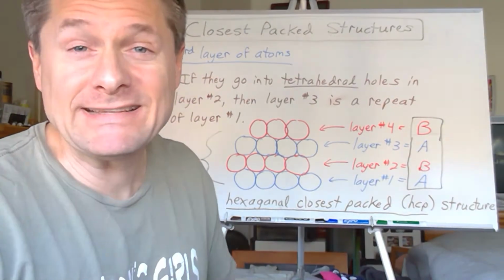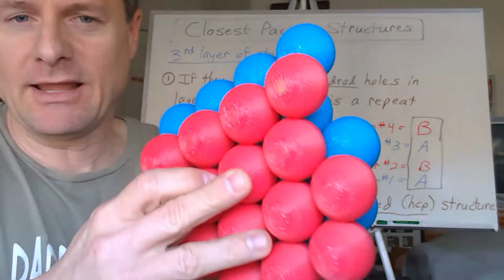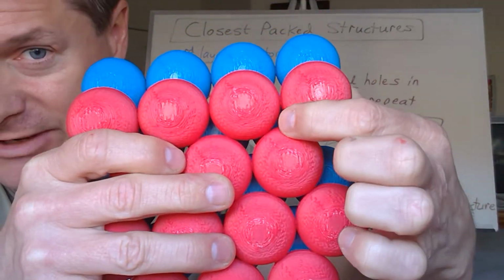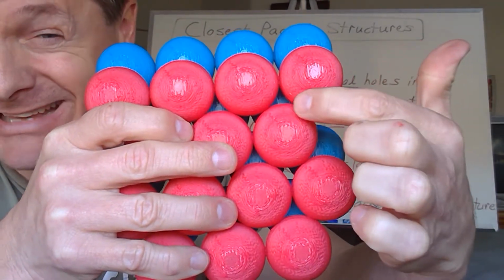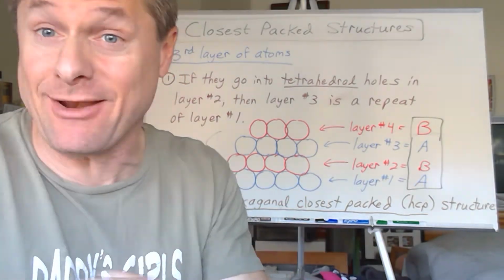Ready for some weirdness? All right, here we go. So we've got the first layer. I made it blue this time. Second layer red. And if you look through, you've got the tetrahedral holes and octahedral holes. If the next layer goes in the tetrahedral holes, it repeats the first layer, right?